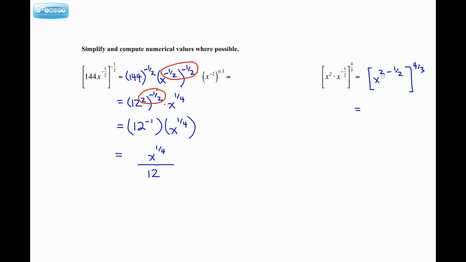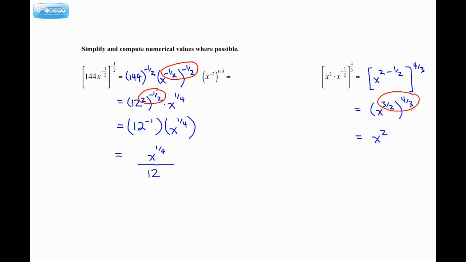What is 2 minus 1/2? Well, 2 minus 1/2 is 1.5, or that can be written as 3/2. And that's still being raised to the 4/3. But now I can multiply these. So 3/2 times 4/3. Well, I can see the 3's are going to cancel, and 4/2 reduces to 2. So my answer is actually just x squared.